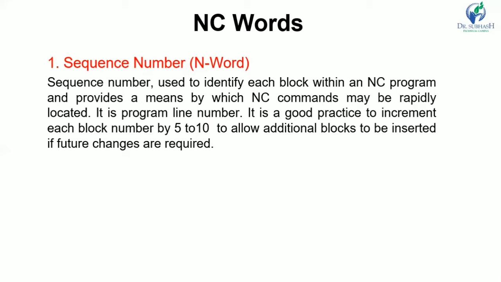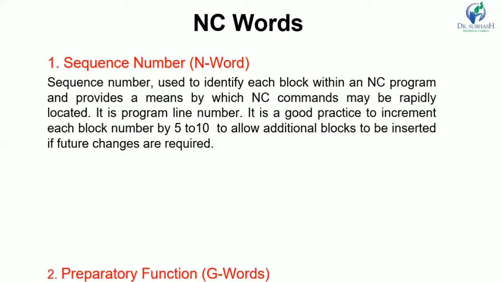The sequence number is preceded by the word N and is written as N0001, N0002 up to N9999. The program is executed from the lowest block number to the highest unless instructed otherwise. It is customary to start with block number 0001 or 0010, and proceed in steps of 5 to 10, as usual.